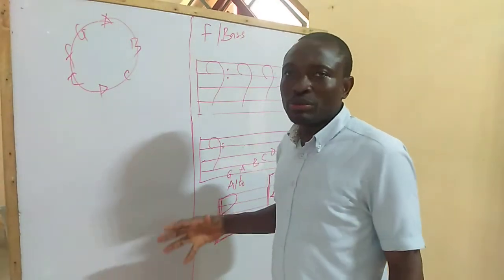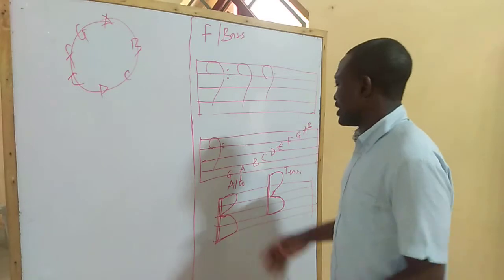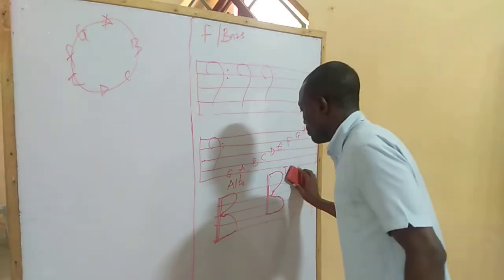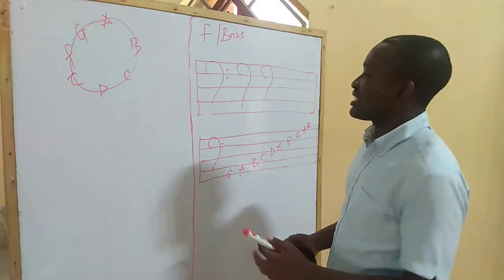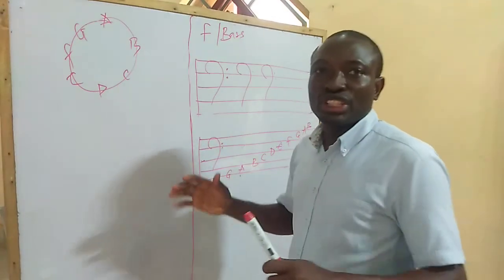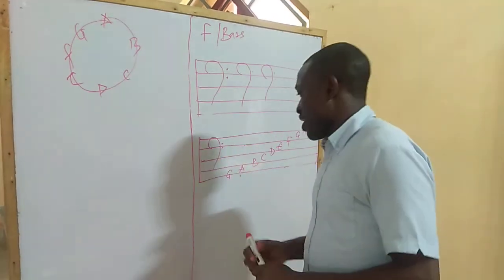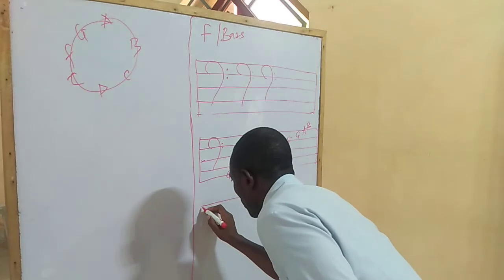This clef is very important. For you to know how to read music, this is the foundation. Please, I want every one of us to know these lines and spaces. So I'm going to give us a short form of both the G clef and the F clef. I will give us the short form now.